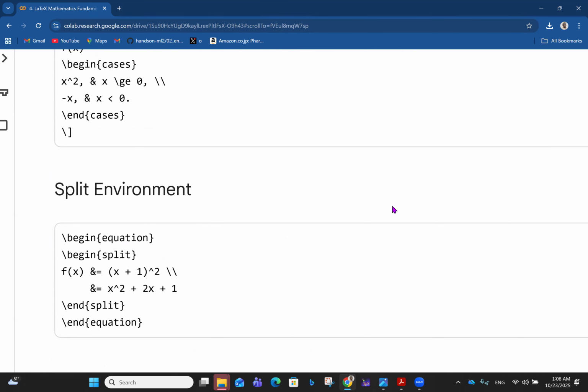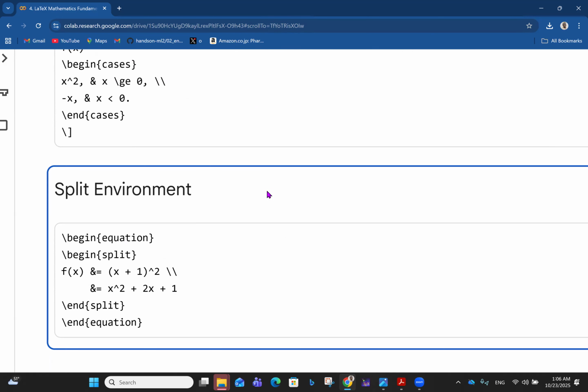Then for split, I think I talked about split the other time. So you have a long equation and you want to split it and you want certain things to align. Okay, I think I was way ahead of my time there, but it's okay. So we have the split thing here. We've done it before.